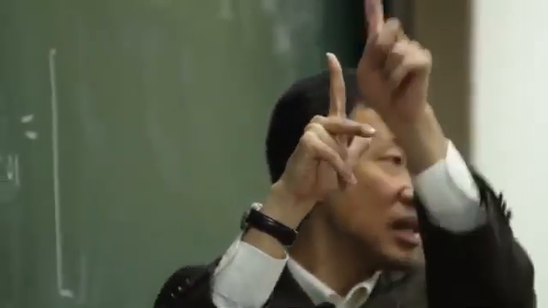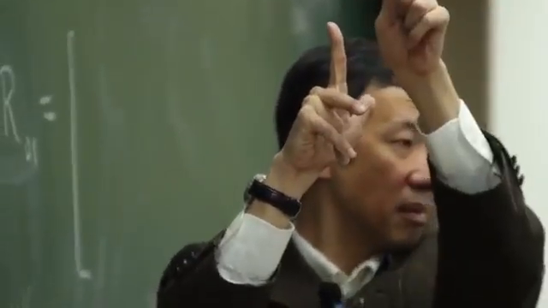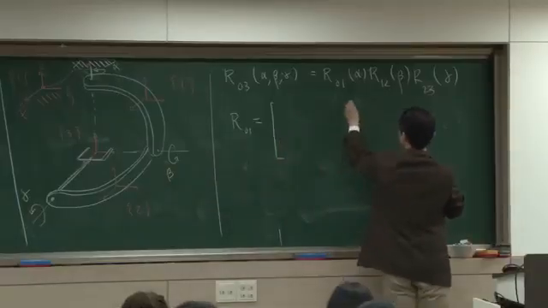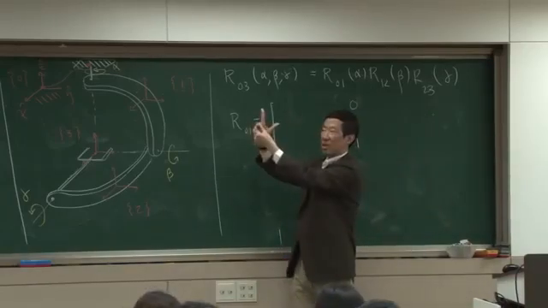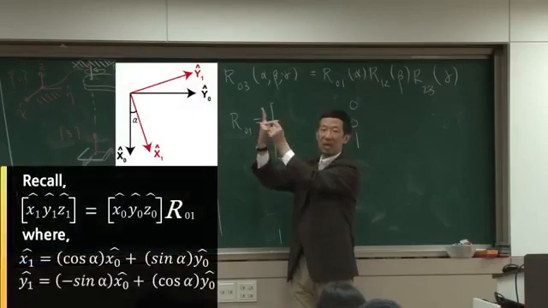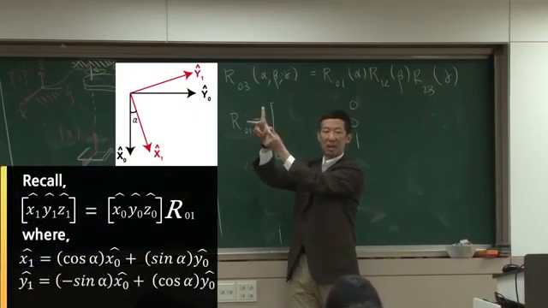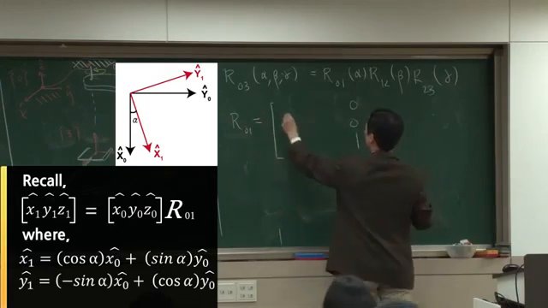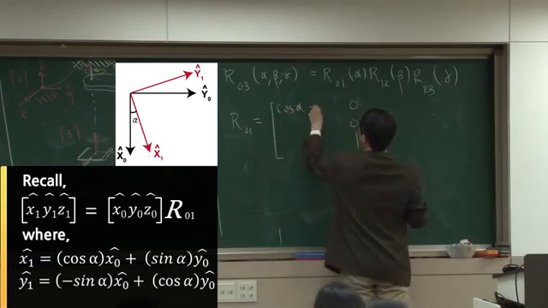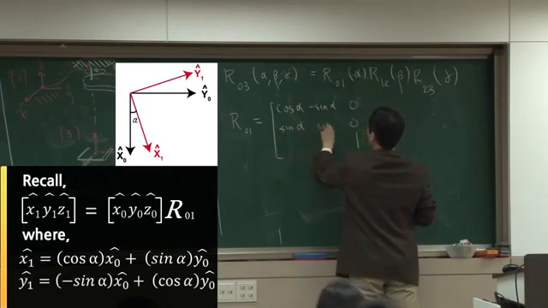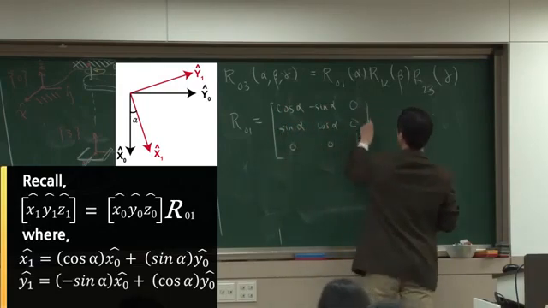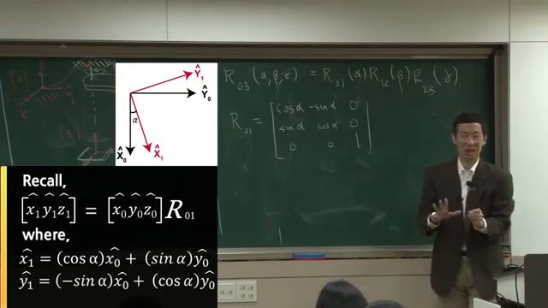So the z-axis is always the same. The z-axis always points in the same direction. What happens to the x-axis? It rotates in a plane. The y-axis also rotates in the xy plane. So this is going to be cosine alpha, minus sine alpha, cosine alpha, 0, 0, 1. So that's what R01 looks like.